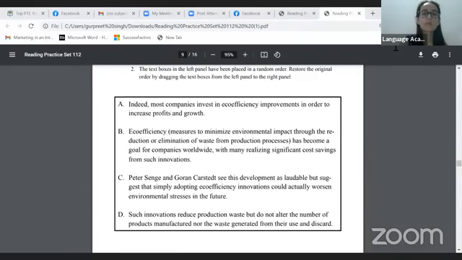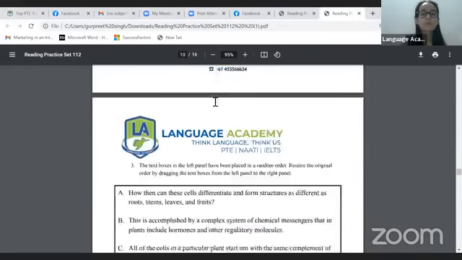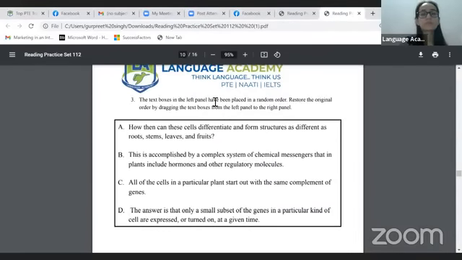Let's look at the last one. Good, Zoya, well done. This looks an easy one. Third question, 2 minutes.